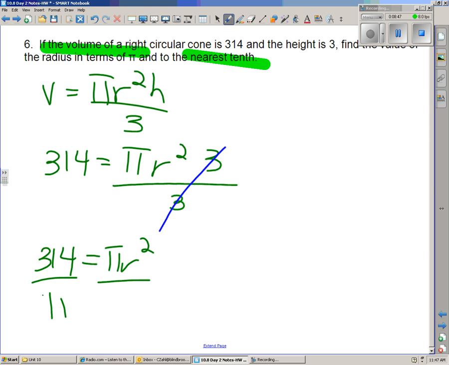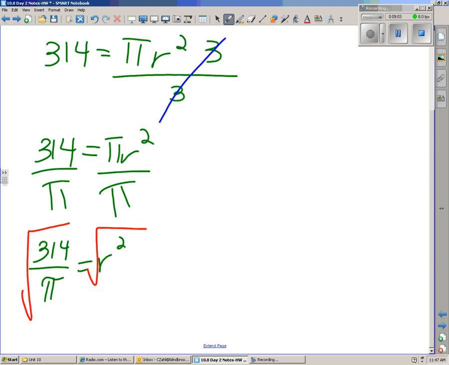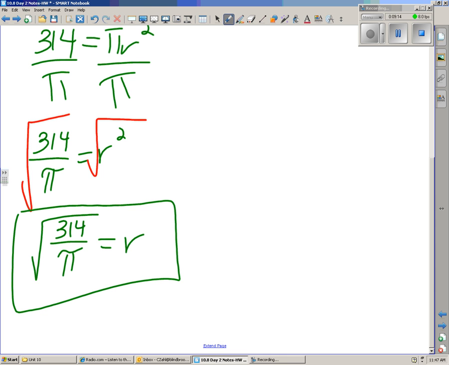Divide the pi symbol out from both sides. I'm going to stay here and extend up a little bit. So now what you're getting is 314 divided by pi equals r squared. Well, how do you get r? You got to square root both sides. Extend up once more. So the radius, the exact radius, is the square root of 314 divided by pi. That's the exact answer.